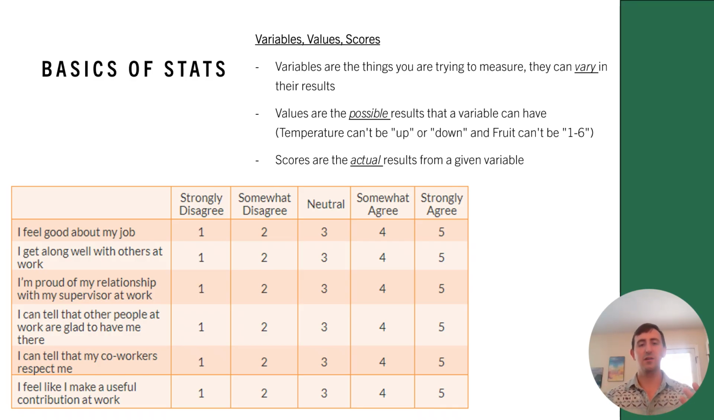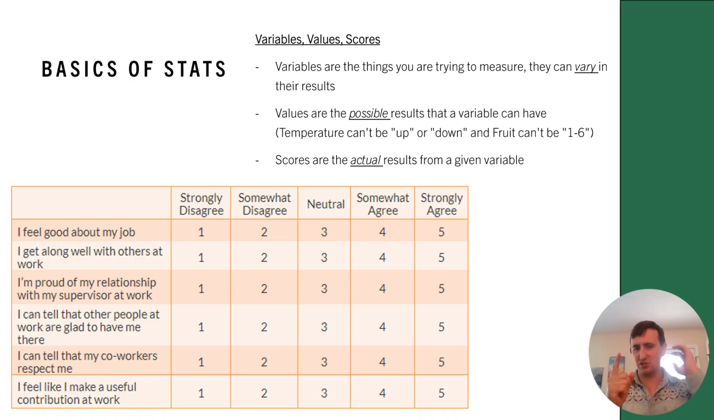So let's start with the word variable. Variables are the things that you're trying to measure, right? They can vary in their results, which is why they're called variables. So if I wanted to understand how shoe size affects golfing ability, right? My two variables are shoe size and golfing performance, right? Those are the things that vary and change.